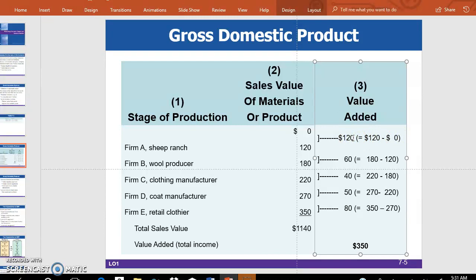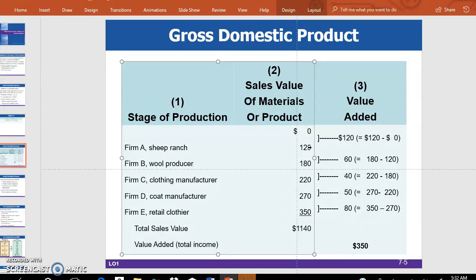See? Okay. And then the next one is farm B. Farm B is what? Farm B is the wool producer, right? Sales is 180, sorry, and then the wool producer will buy $120 worth of wool from the ranch, and he will sell it to the clothing manufacturer for 180. So 180 minus 120 is 60. The difference is 60, right?